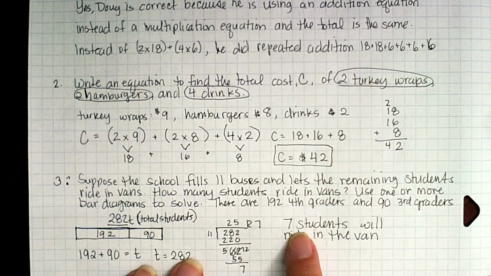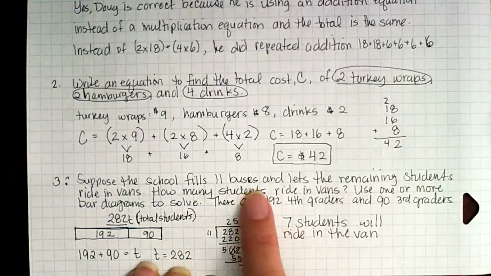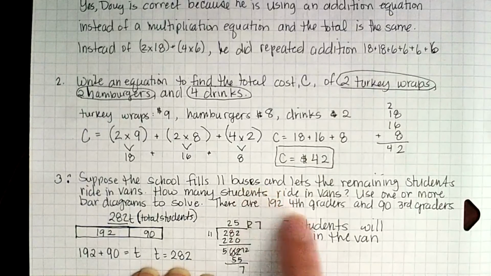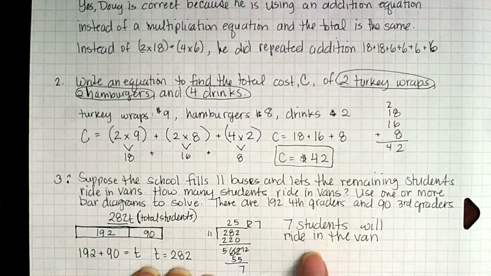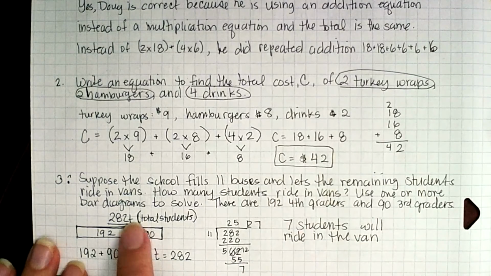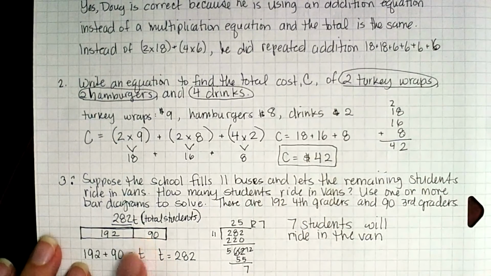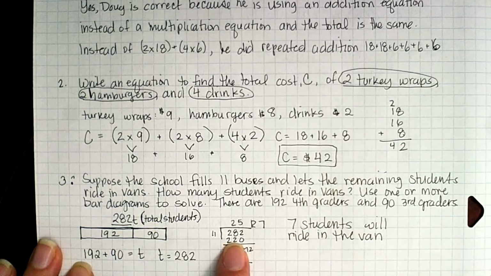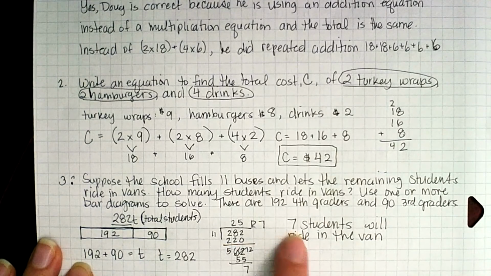So I found out that if we put most of the students in 11 buses, the remaining students that are going to ride in the van are going to be 7 students. So first, I found my hidden question was to figure out the total number of students I had. Then I needed to split them into 11 buses, and whatever my remainder was is going to be the answer to my question.